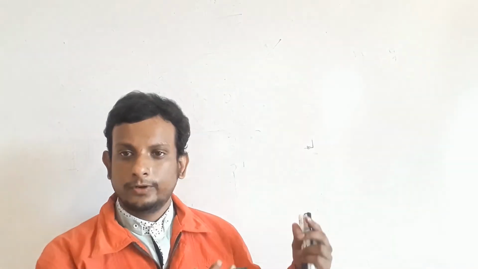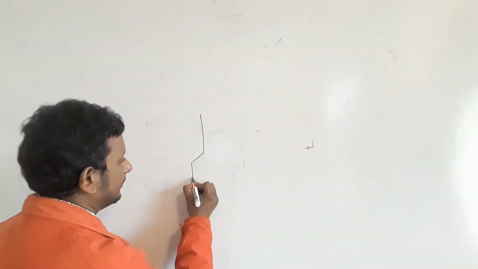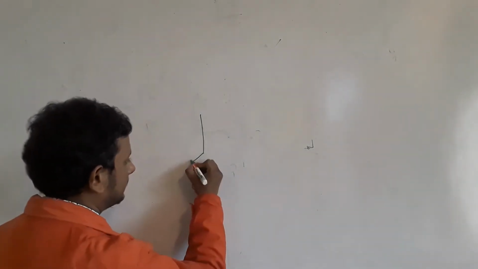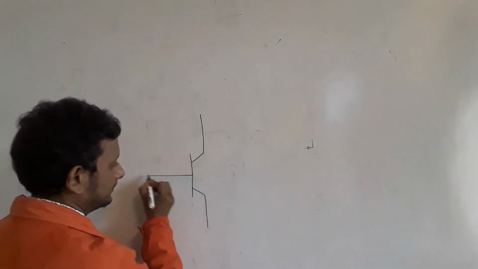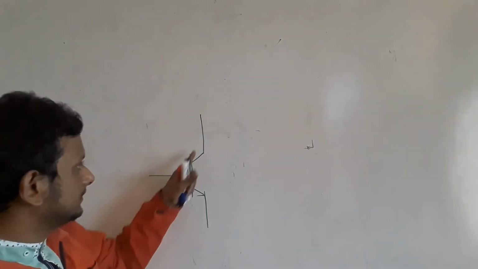Before going to the table, let's take a quick review of how we can build this kind of IC using transistors. We'll draw the symbolic representation of a transistor and see how this transistor can be used as a NOT gate. This is the symbolic representation of the transistor. This is the emitter, this is the base, this is the collector.